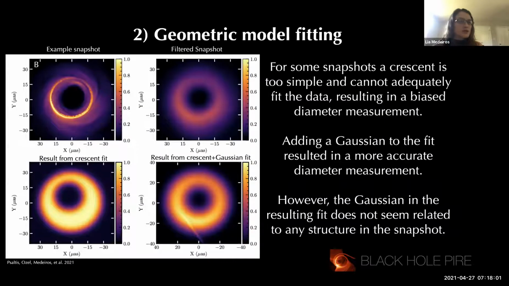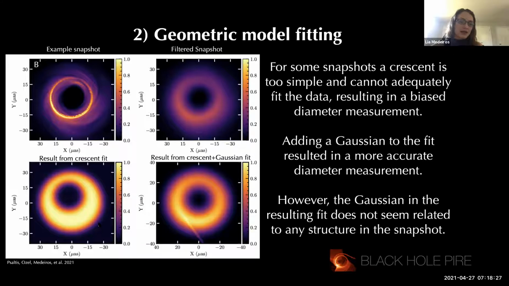The second snapshot that we considered, and all 3 snapshots, by the way, are from the exact same simulation, just at different times within that simulation, is what we consider to be of medium difficulty. This is what that snapshot looks like right here. Again, I'm showing you the filtered snapshot over there, and the result from trying to fit a crescent to the snapshot is shown here at the bottom.